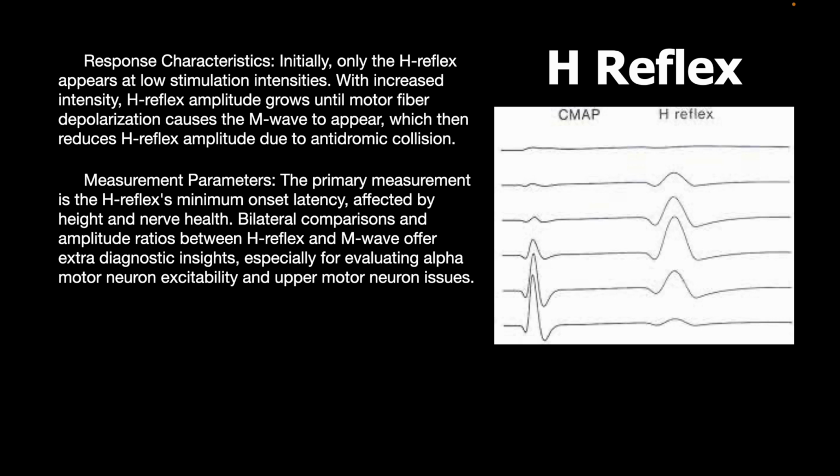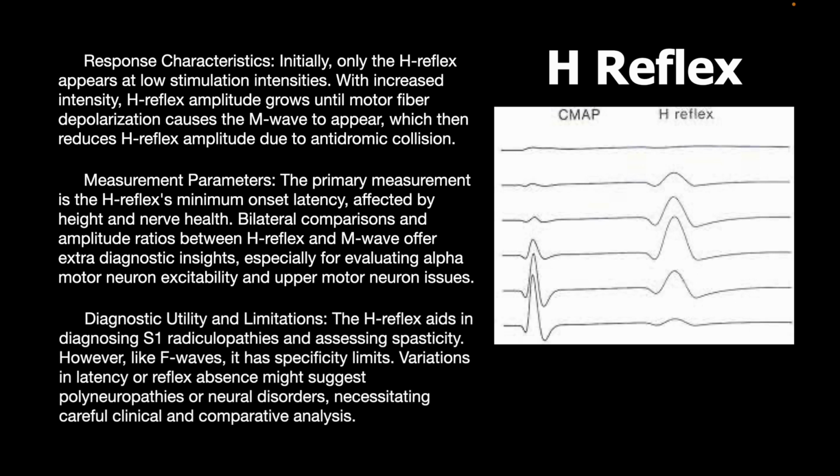The primary measurement in the H reflex, minimum onset latency, is affected by the height and the nerve health. Bilateral comparison is important. Amplitude ratios need to be done, especially in evaluating the alpha motor neuron excitability and upper motor neuron issues. The H reflex aids in diagnosing S1 radiculopathies and assessing spasticity. However, like the F wave, it has specific limitations. Variations in the latency or reflex absence might suggest polyneuropathies and neural disorders, necessitating further clinical and comparative analysis.